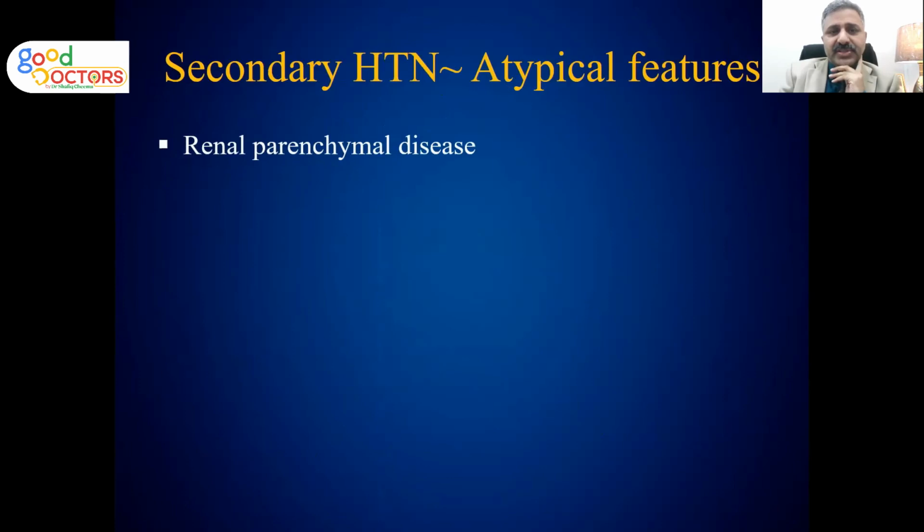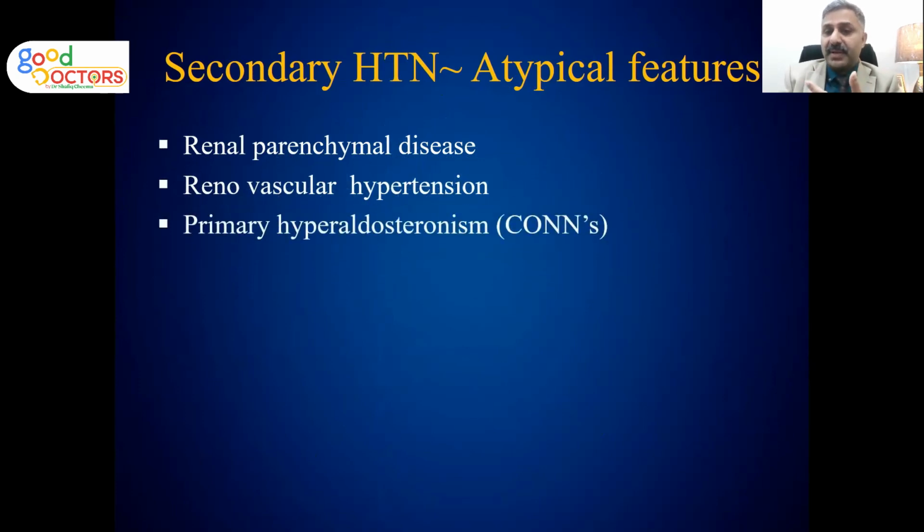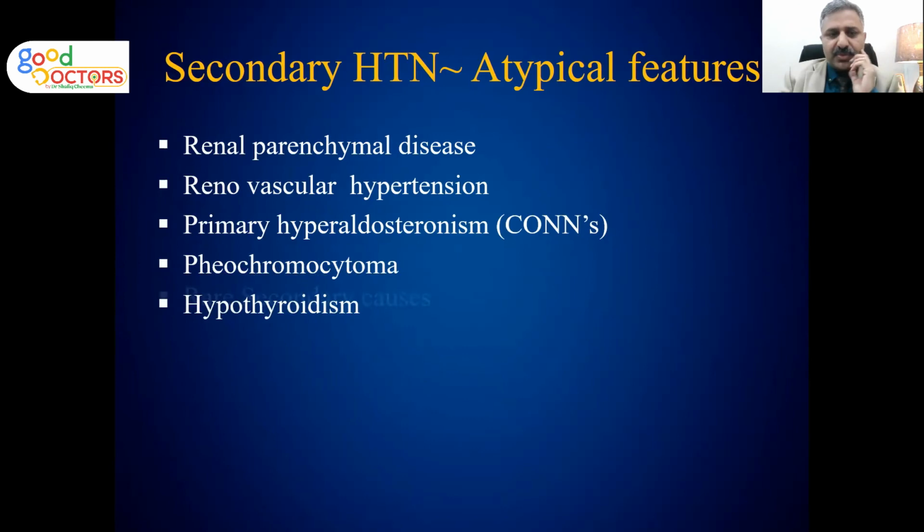So what are the atypical features which would give you a clue that you are dealing with the secondary hypertension? There are many atypical features, but the most common causes are renal parenchymal disease or chronic kidney disease, renovascular hypertension secondary to renal artery stenosis. Primary hyperaldosteronism is common. More than 10% patients who have resistant hypertension could have primary hyperaldosteronism. Pheochromocytoma is rare. Pseudopheochromocytoma is more common. Hypothyroidism could cause it. There are some other rare secondary causes.